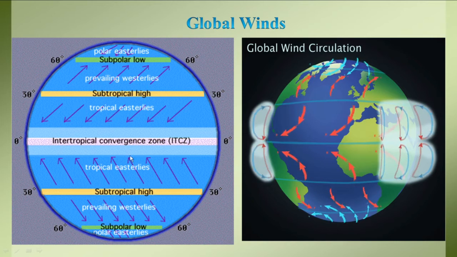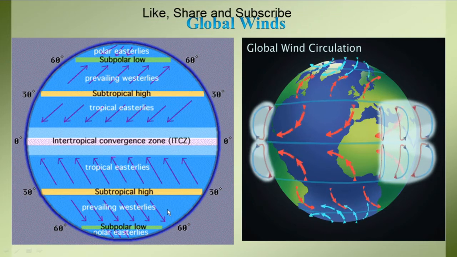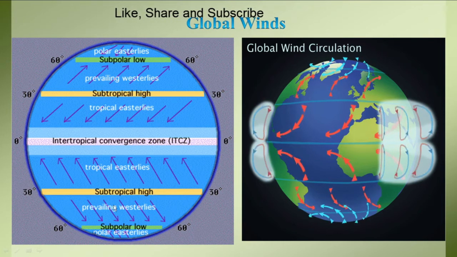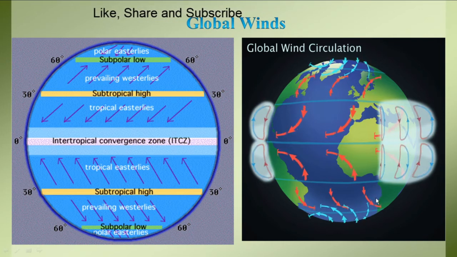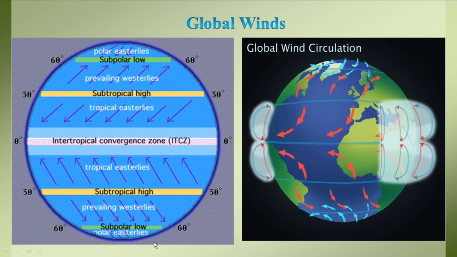On the downward side, that is the southern hemisphere of the Earth, from the Tropic of Capricorn to the equator, the tropical easterlies are flowing. The direction is counterclockwise or anti-clockwise. From the Tropic of Capricorn, from 30 degree to 60 degree, the subpolar region, the prevailing westerlies are flowing. This direction is also counterclockwise. From the subpolar region up to the end of the pole, that is 90 degree, the polar easterlies are flowing. This direction is also counterclockwise.